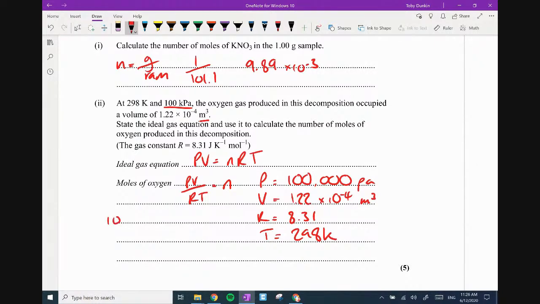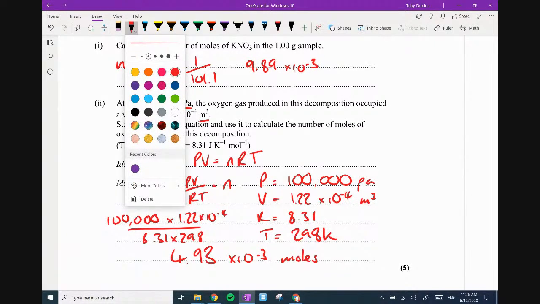So 100,000 multiplied by a volume of 1.22 times 10 to the minus 4 all over 8.31 times by 298. You can see where the marks are coming from again, can't you, folks? 100,000, count my zeros. Times by 1.22 exponential minus 4, divided by brackets 8.31 multiplied by 298, which gives me an answer of 4.93 times 10 to the minus 3 moles. And I'm done. Tick it if you got it, folks.